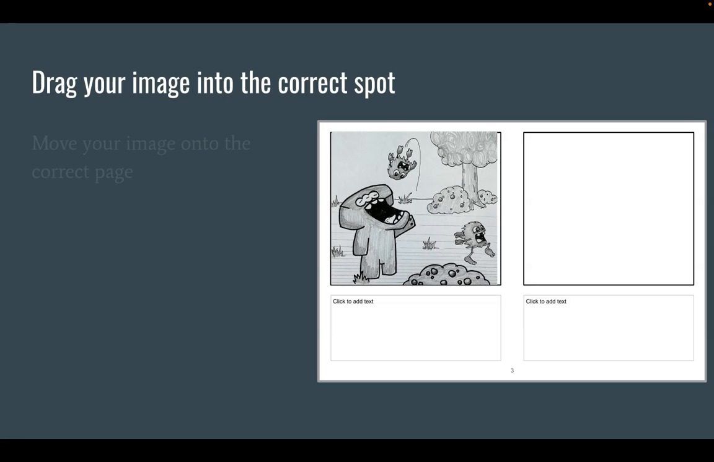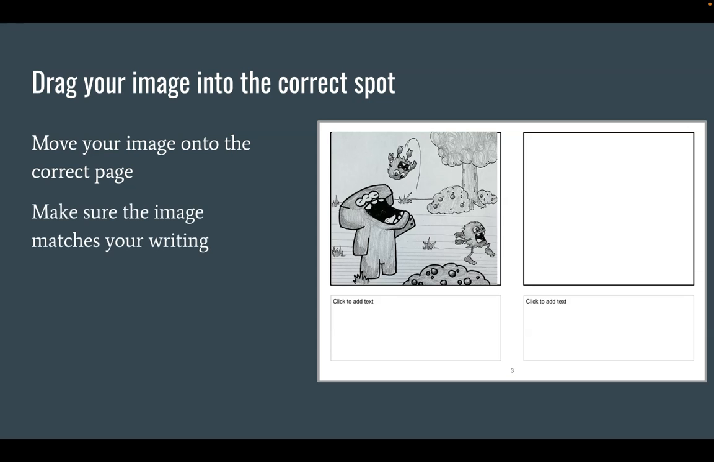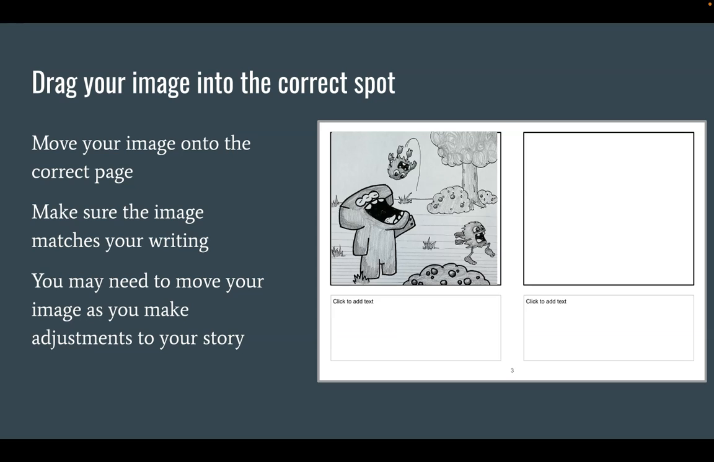Once your image has been cropped, you simply move the image onto the correct page. You might need to cut and paste into a different slide. One really important thing is to make sure that your image matches the writing on your slide. As you're writing your story, you may want to move writing to different pages, so make sure to move your image as you make adjustments to your story.